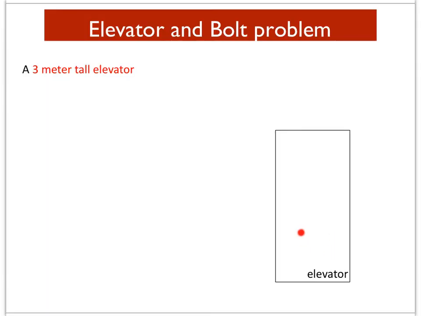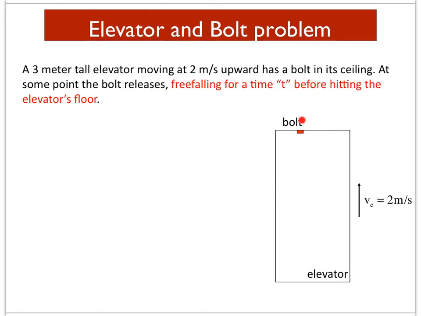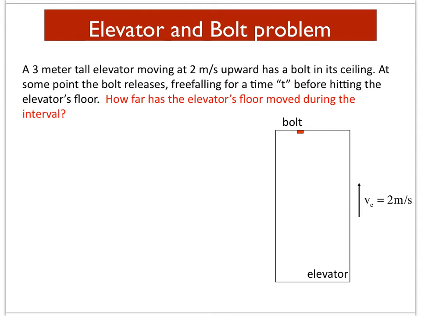So we have a 3-meter tall elevator that's moving at 2 meters per second upward. There's a bolt in the ceiling which releases and free falls for a period of time, ultimately hitting the floor. So the question is, how far has the elevator moved during the bolt's free fall? Pause this, think about it, see if you can come up with a solution. Pause it now.